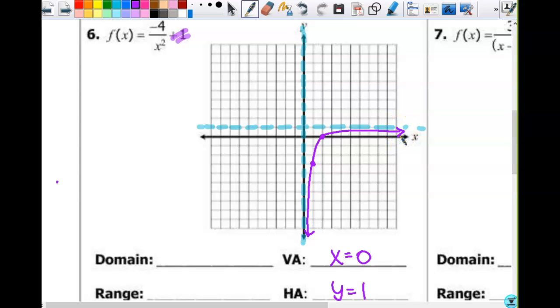Then I have symmetry, so I don't have to go through all that counting again. This just reflects over here. This reflects over here. And this is my sketch. Any questions at all?